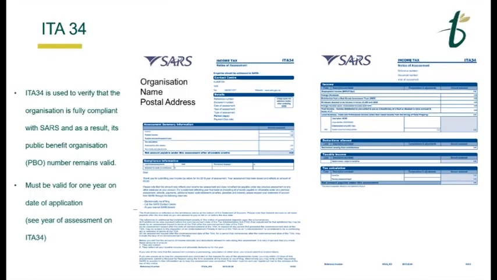An important thing about an ITA 34 is that it must show 0 values to prove that the organization is a public benefit organization that is tax exempt.